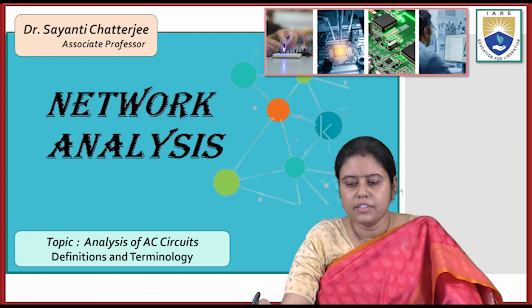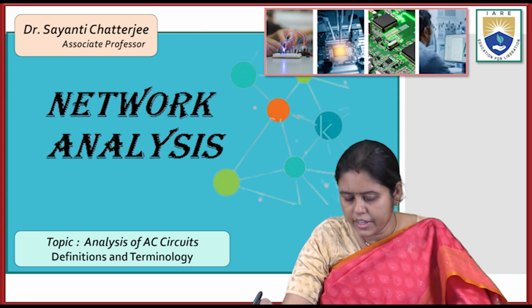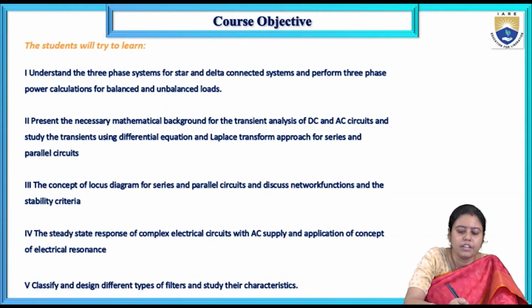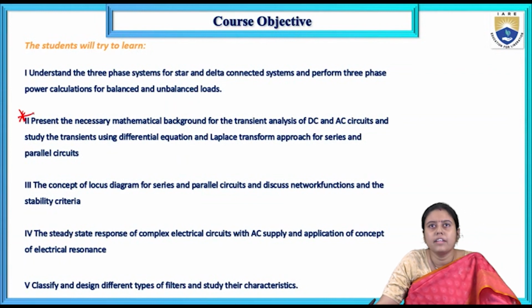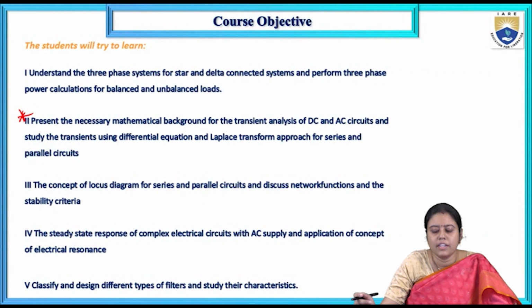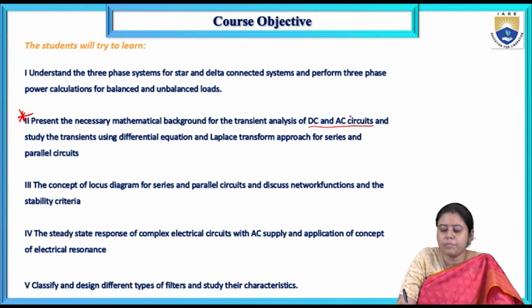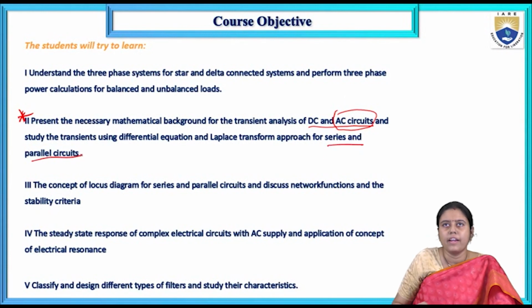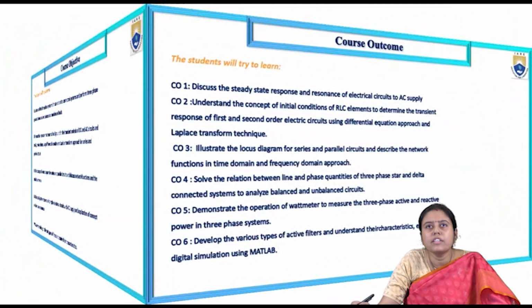So first I will discuss the objective of today's course. Understand the three-phase systems for star and delta connected systems, perform three-phase power calculations and balanced and unbalanced load. And the most important objective for today's class is to present the necessary mathematical background for transient analysis of DC and AC circuits. Specifically, for AC circuits, the mathematical background for the series and parallel ones we will discuss.